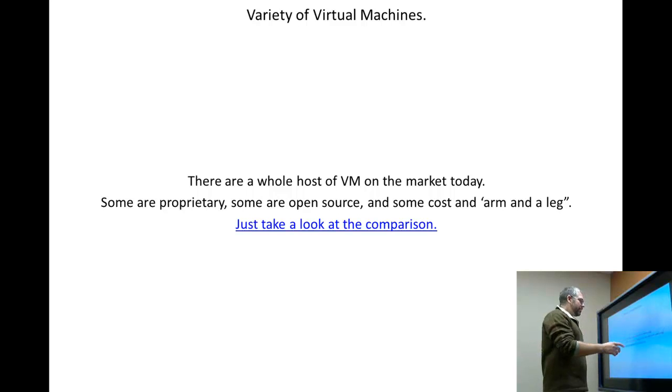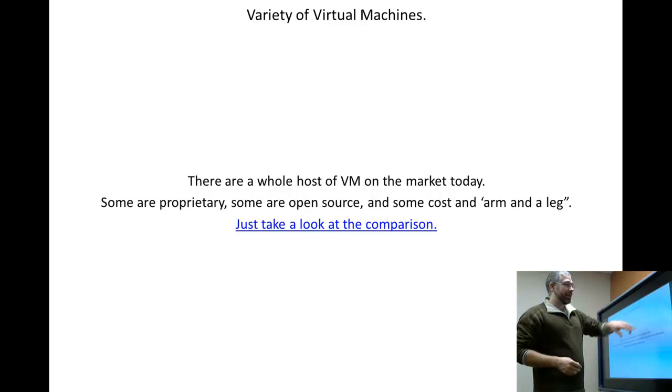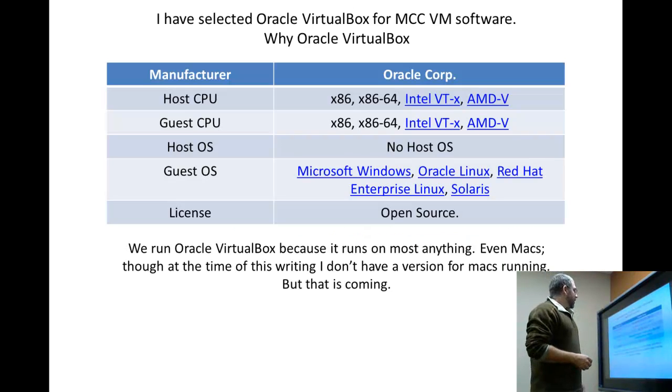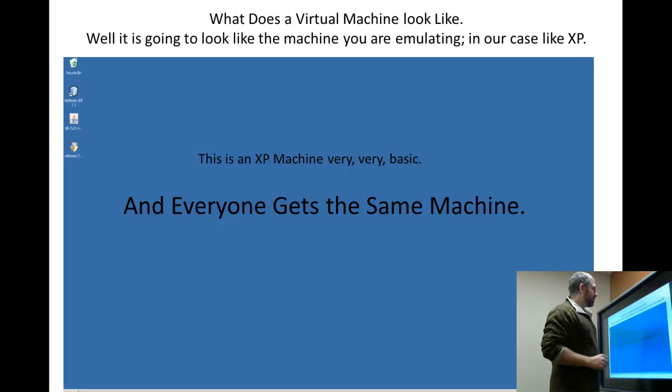So there's a variety of virtual machine softwares on the market right now. We picked one that is made by Oracle. It's free. It doesn't cost an arm and a leg. It's called VirtualBox, and we're going to provide a link to that coming up. It runs on most everything, including Macs. Unfortunately, we don't have the Mac software yet, but it's coming, so we'll have it shortly for you.